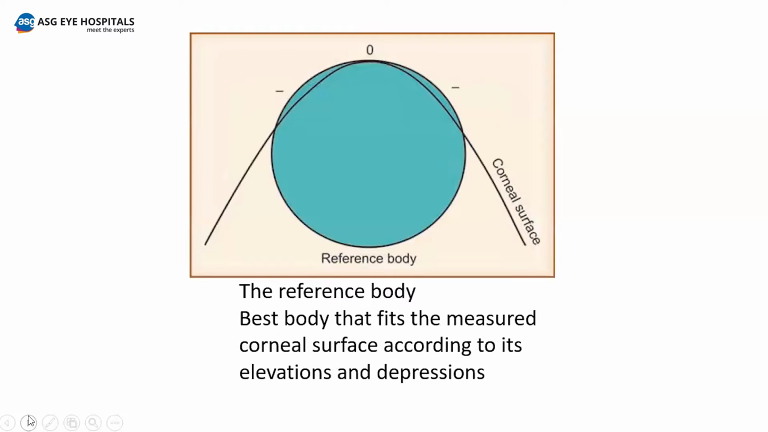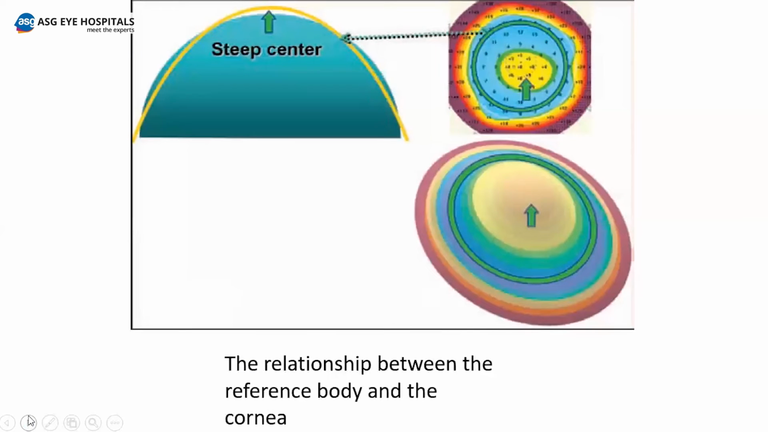Yeah, so this is the reference body, which is the best body that fits the corneal surface. And as you can see, the part of the cornea that's above this best body is in the hot color because it is above. So that is what elevation data is. And this part, which is in the blue, is the part of the cornea below the reference body. So the center is hot and the periphery is cool.